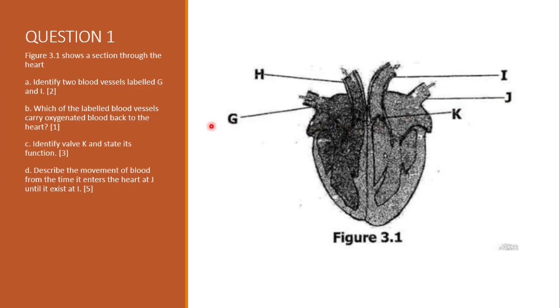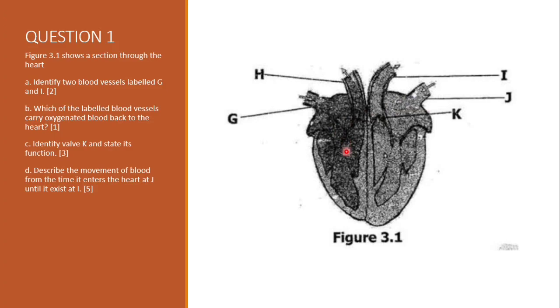Looking at the question, which of the labeled blood vessels carry oxygenated blood back to the heart? Our answer is J. J is a blood vessel which carries oxygenated blood back to the heart.